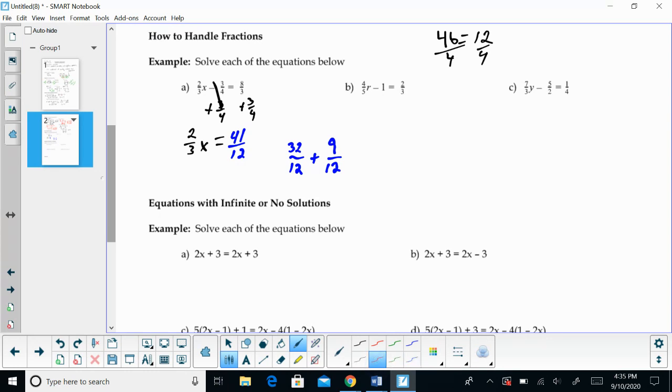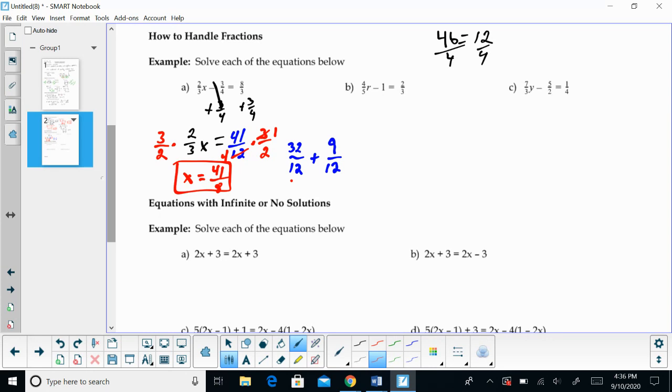Now we're going to do the multiplication. To get rid of the fraction, I'm going to multiply by the reciprocal. And if you remember, the reciprocal is just when I flip the fraction. So I'm going to multiply by 3/2. We can do a little bit of simplifying here because 12 can be divided by 3. So this would cancel to 1, and 12 would cancel to 4. Now you're just going to multiply across. So x would equal 41 times 1 is 41. 4 times 2 is 8. And that is as simplified as that fraction would get, so that would be my answer.